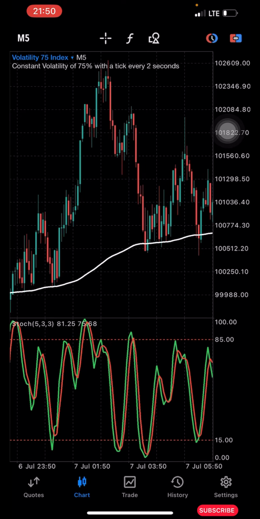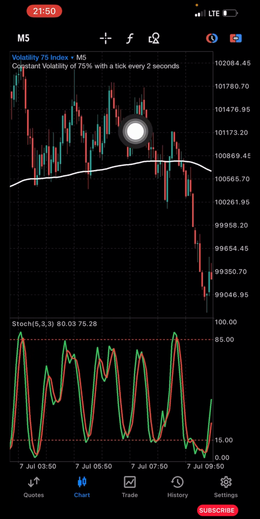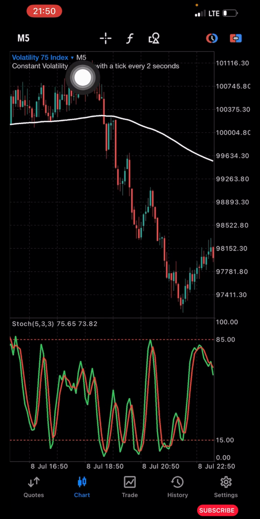That is the buy example for this strategy. Let me show you a sell example and how it works. Now you can see that price has crossed below our white line here, as you can see on the main chart. So now you wait for the indicators here to get to the overbought level.